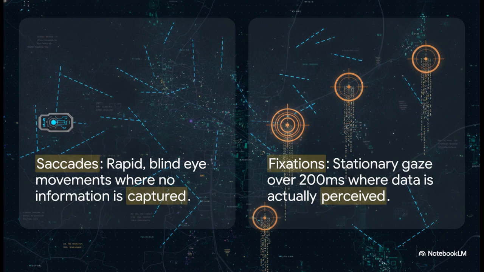Saccades are these rapid, blind eye movements that can actually travel at up to 500 degrees per second. And here's the crazy part. During a saccade, your brain is actually taking in 0 information. You are effectively blind. It's only during fixations, when your gaze stops and stays completely stationary for over 200 milliseconds, that data is actually captured and downloaded into your working memory. So, designing a highly usable map means arranging elements, like putting the title at the top and the legend close by, to specifically minimize the length of those blind saccades and maximize the efficiency of your fixations.